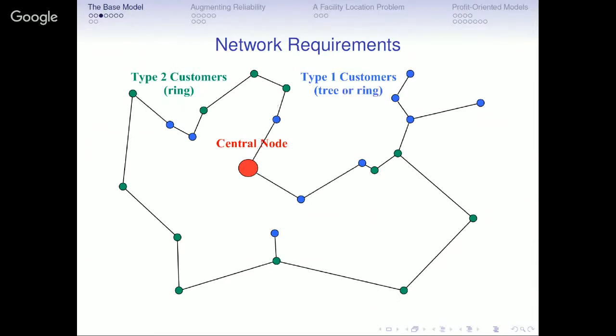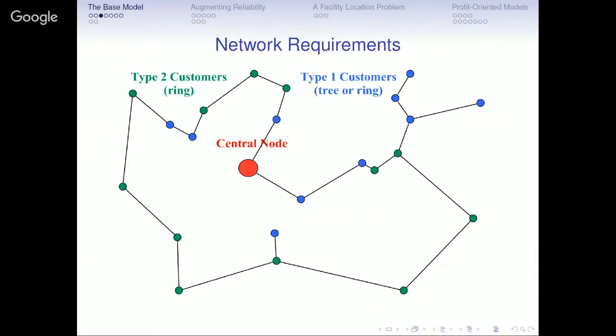These blue customers don't necessarily need to be on trees. They could also be on rings, because we say that being on rings is something which is worth more somehow. So they could be used within the rings if it makes sense from a cost perspective. And that's already what we're looking for. We're looking for networks that are kind of cheap, so we're trying to minimize the overall cost.